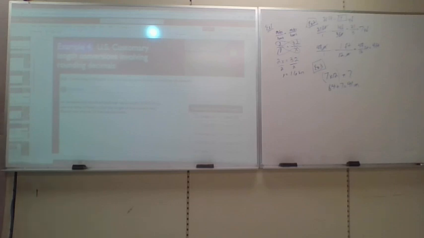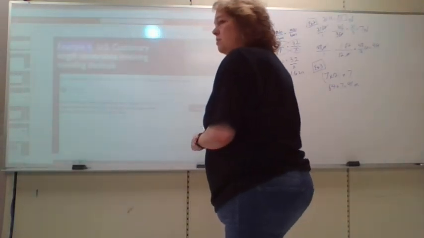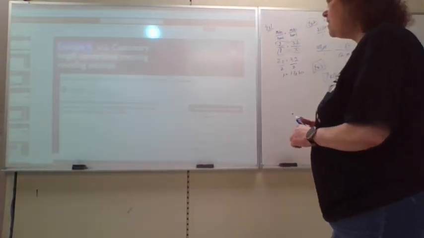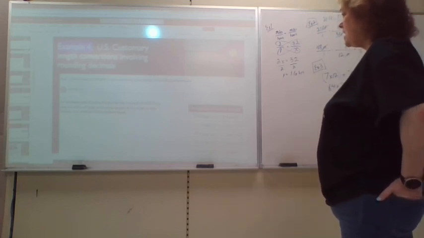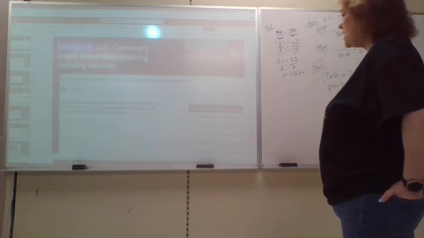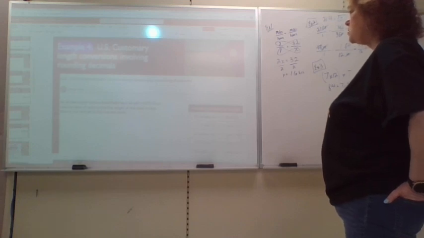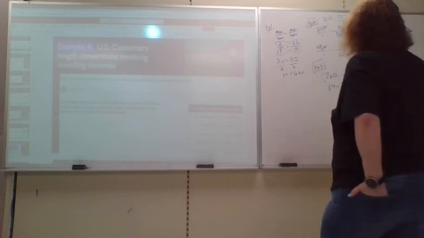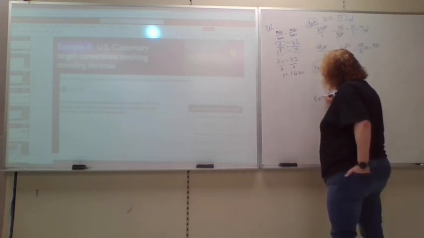Okay, we have example 4 here. We have U.S. customary length conversions involving rounding decimals. So, archaeologists, I believe I said that right, found a fossil that has a length of 489.44 inches. Use the facts to find the length of the fossil in feet. Round your answer to the nearest tenth. This is example 4.